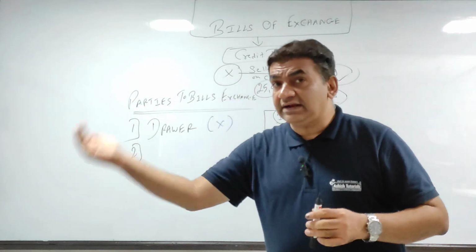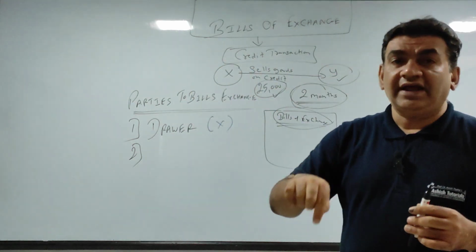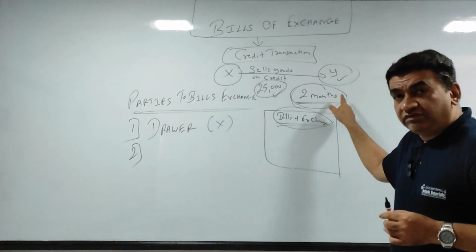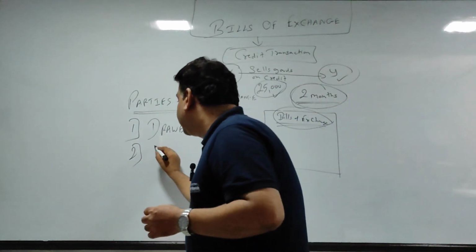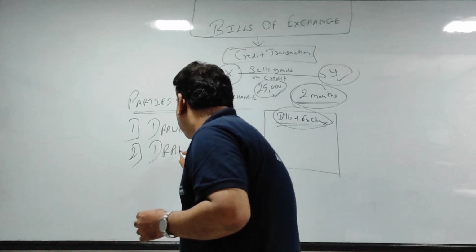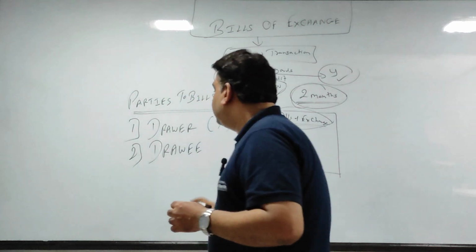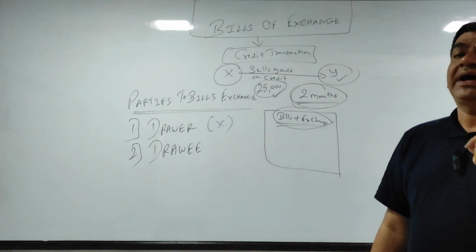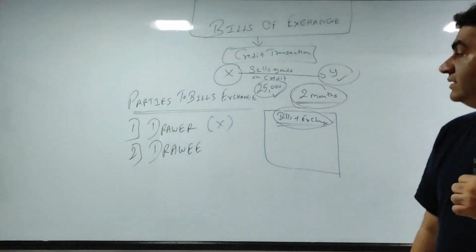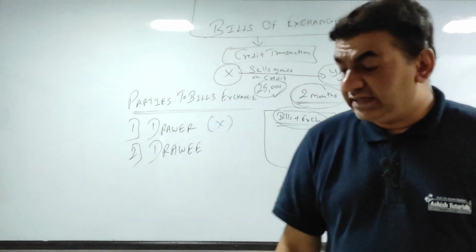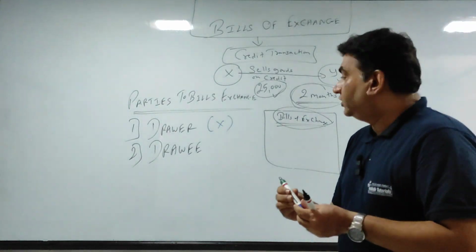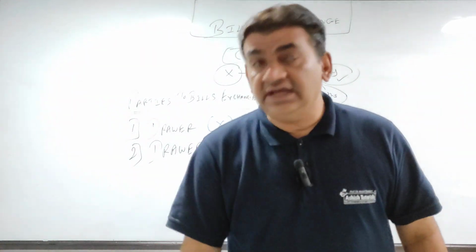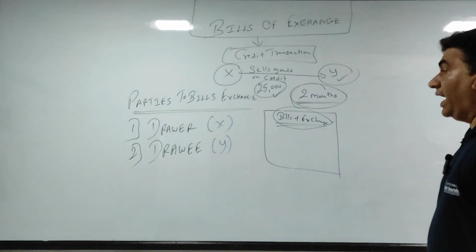X draw कर रहा है, किसके ऊपर ड्रॉ कर रहा है? जिससे पैसा लेना है. किससे लेना है? Y. So Y becomes the second party and Y will be called as drawee. Drawee मतलब that person who has to pay money, and in this case drawee is nothing but Y.